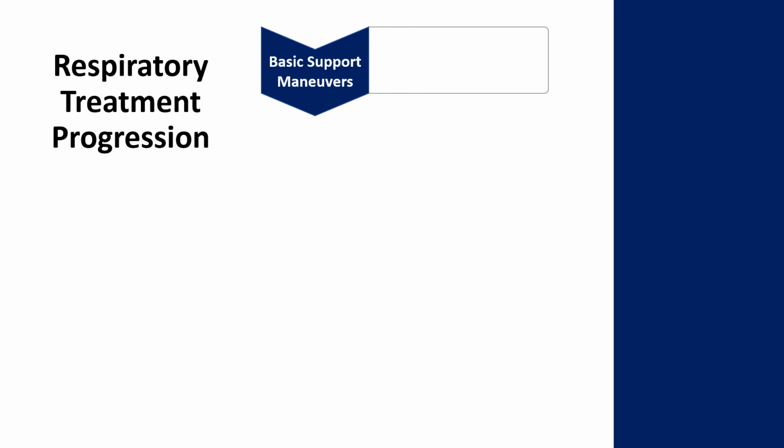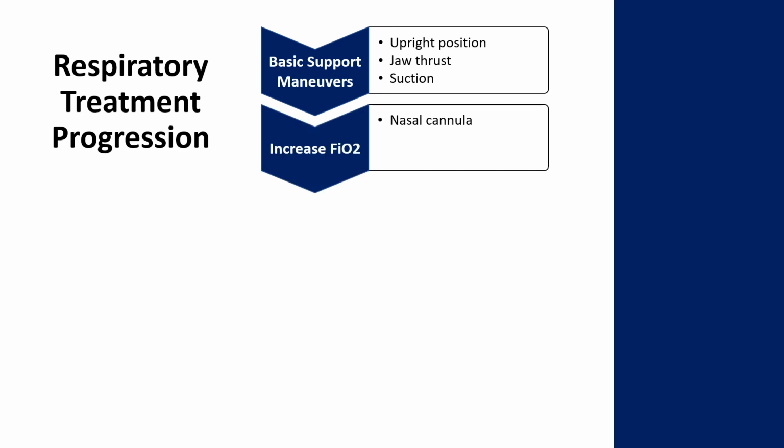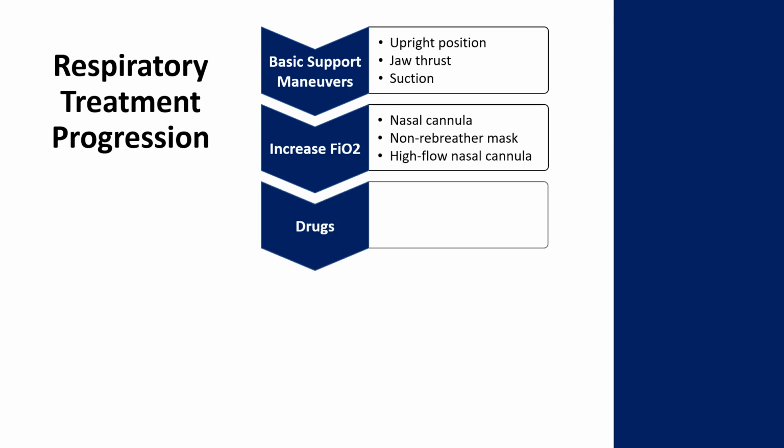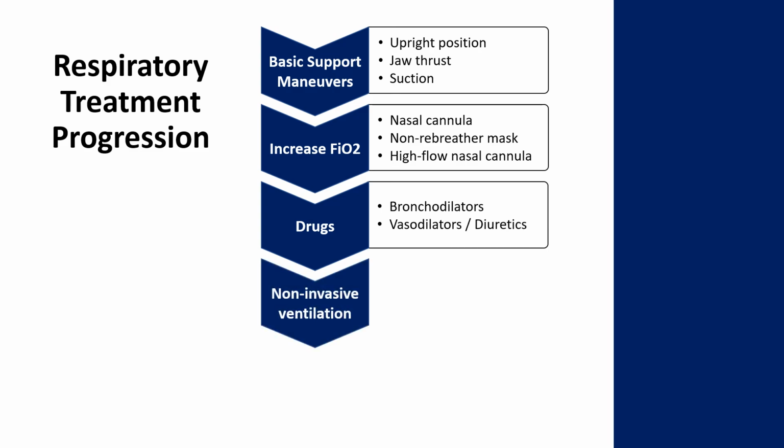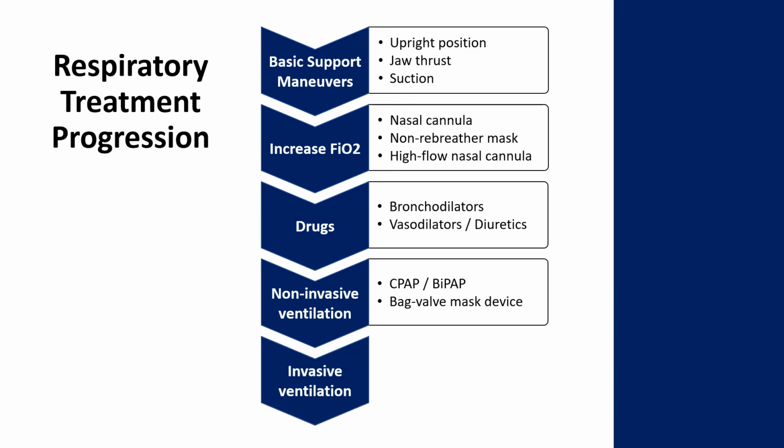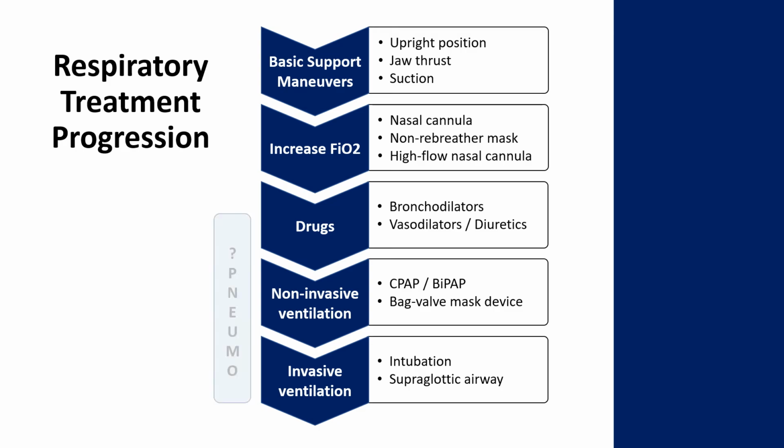Treatments that you can use for any patient that is struggling with their breathing and respiratory distress. Start with basic support maneuvers. So sit the patient upright, use a jaw thrust to open the airway, and use suction if there's stuff in their mouth. Increase the FiO2 with a nasal cannula, a non-rebreather mask, or a high-flow nasal cannula. Use drugs appropriately like bronchodilators for wheezes, vasodilators and diuretics for crackles. And if you need to blow air into somebody, think about a CPAP device or a BiPAP device, or just a bag valve mask device. And if you need to, you'll progress all the way to intubation or placing a supraglottic airway.